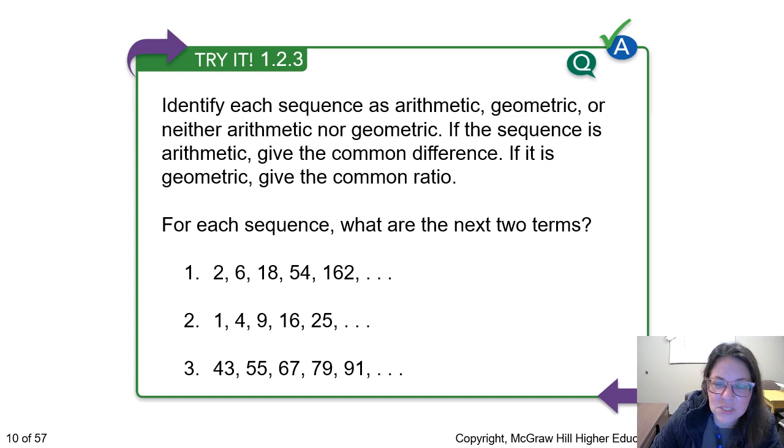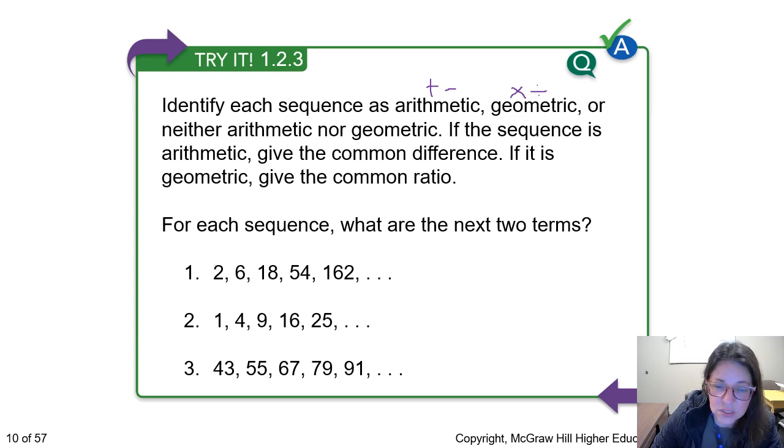Identify each sequence as arithmetic, geometric, or neither. So there are a lot of sequences that are not one of these. So remember that arithmetic is going to be plus or minus, depending on if it's getting larger or smaller. Geometric is going to be multiply or divide, depending on if it's getting larger or smaller. And then everything else is neither.